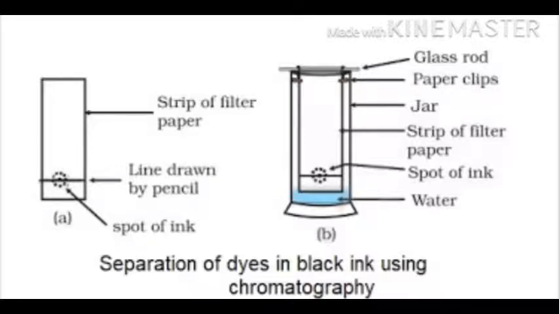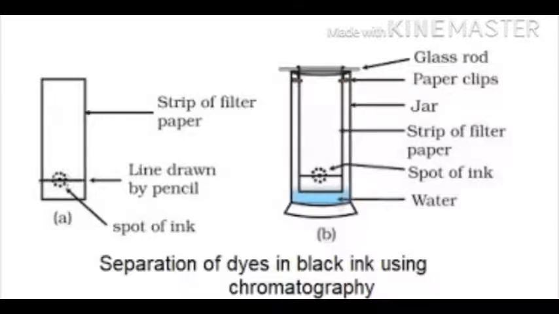As water rises up the paper by capillary action and flows over the spot, it takes along with it the dye particles. Usually ink is a mixture of two or more colored dyes. The colored component which is more soluble in water rises faster and produces a color spot on the paper at a higher position. The less soluble component rises slower and produces a colored spot at a lower height. In this way, all dyes present in the black ink get separated.